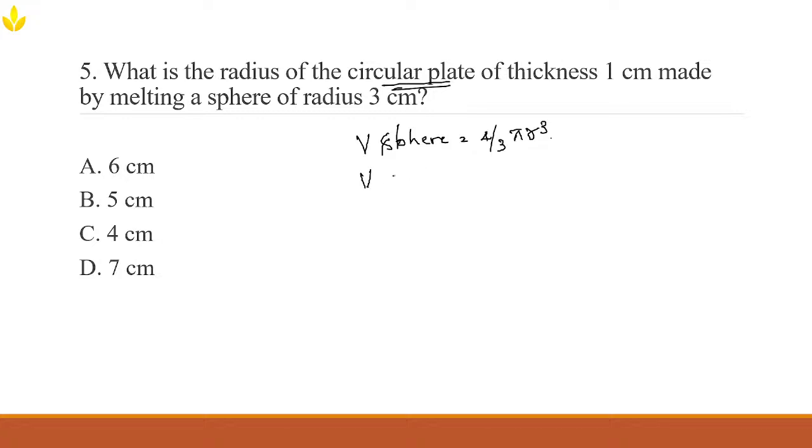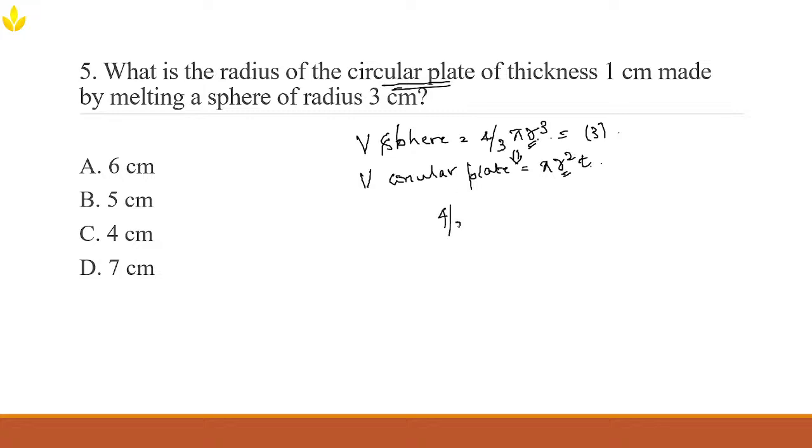the volume of the circular plate is equal to pi r square into t, where t is the thickness over here. And we already know the radius of the sphere. So the radius of the sphere is given as 3 centimeter, so we need to equate it here. And the thickness of the circular plate is given as 1 centimeter. So if we equate both of them, we can find out the radius of the circular plate.